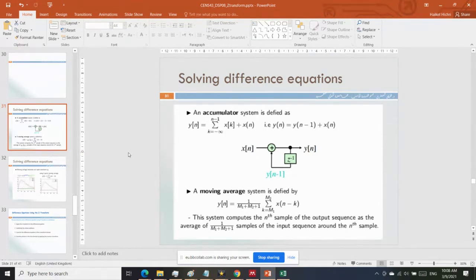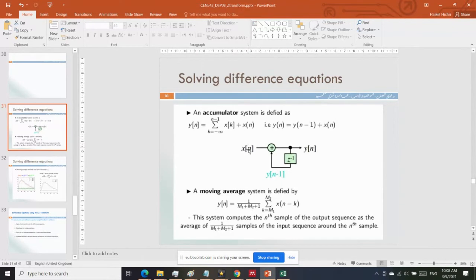What are difference equations? Difference equations come from real applications. For example, we might have an accumulator system, a digital accumulator system. What it does is it just sums all the values of x. It keeps summing them. So this system can be described very easily with a difference equation or with a diagram.